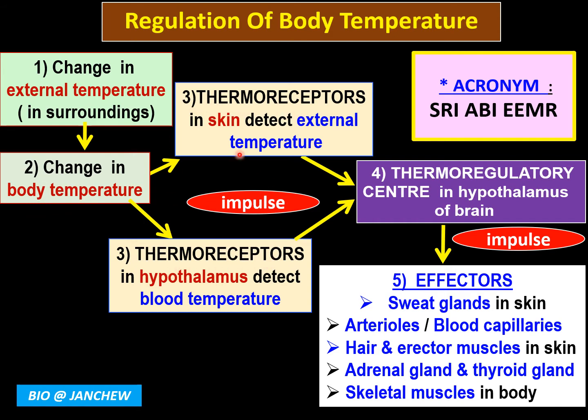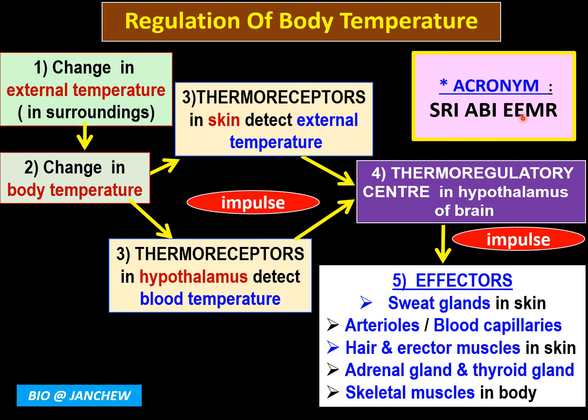Thermoreceptors. Thermo has something to do with heat, for example, and temperature. The receptors will then trigger an impulse, transmitted by the afferent neuron (A is for afferent neuron) to B, the brain, for example, to the hypothalamus of the brain. Then the brain will produce an impulse, which is sent via the efferent neurons to the effectors.